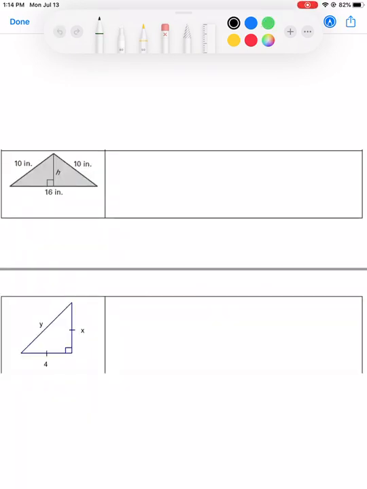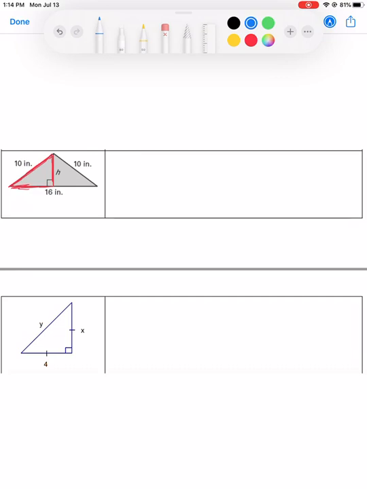Now we have two more here. We need to find h in this first one. So we have our clues. 16 inches is the whole base of the triangle. The height we don't know. And it's an isosceles triangle, so there's two sides that are 10 inches long. So we want to do a right triangle. So this is isosceles, so I'm going to outline the right triangle here in red. You can find h by thinking about this red triangle as a right triangle.